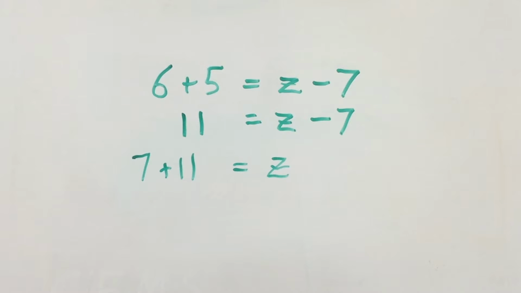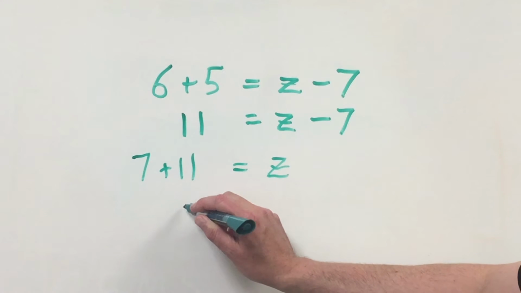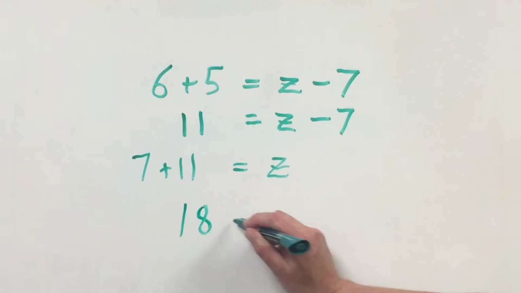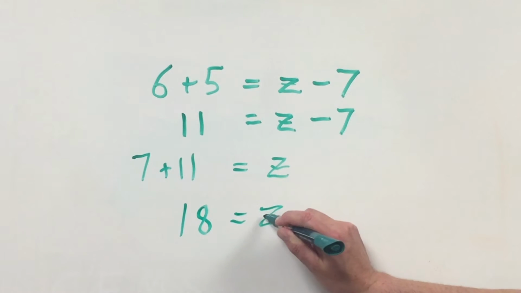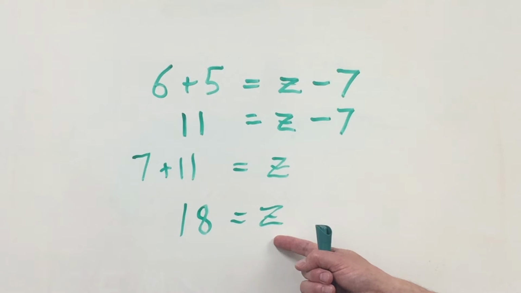We're not done because there's still more arithmetic to do. 7 plus 11 is 18. And now we know the value of z, 18.